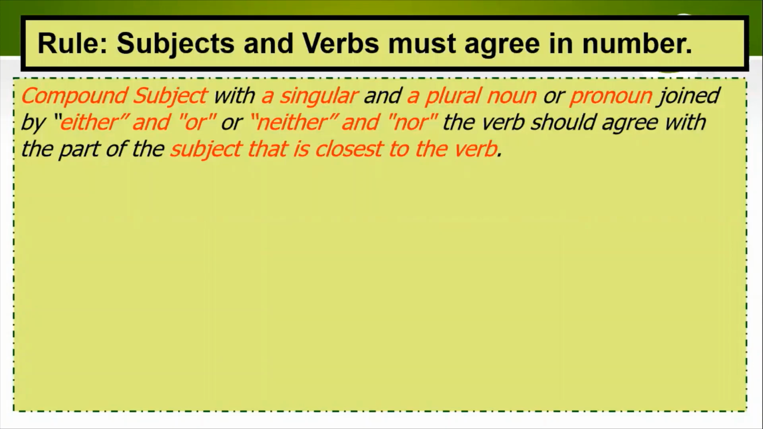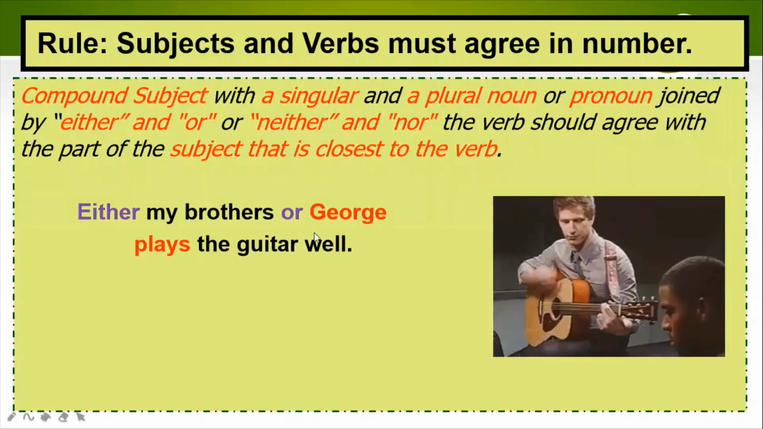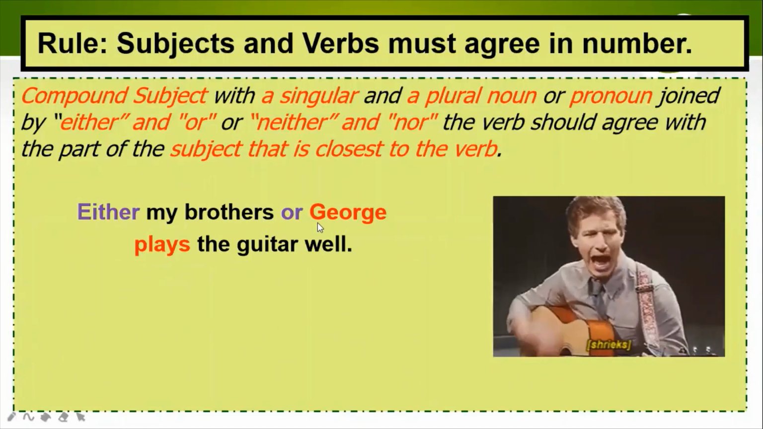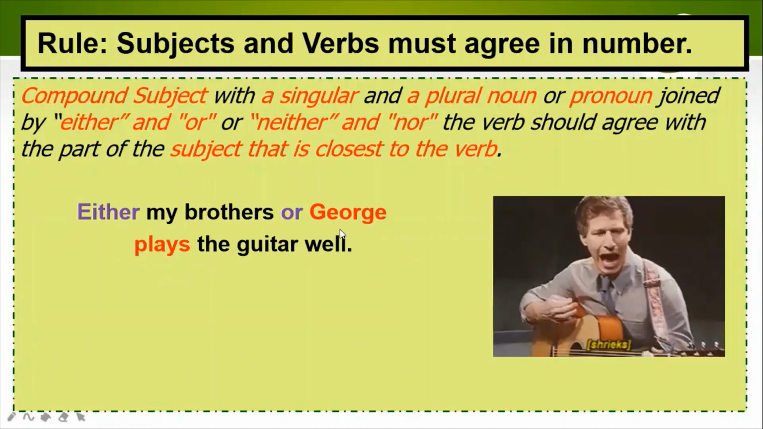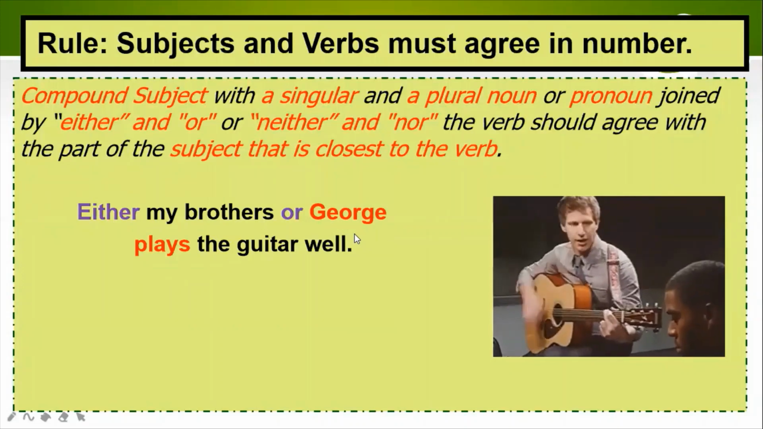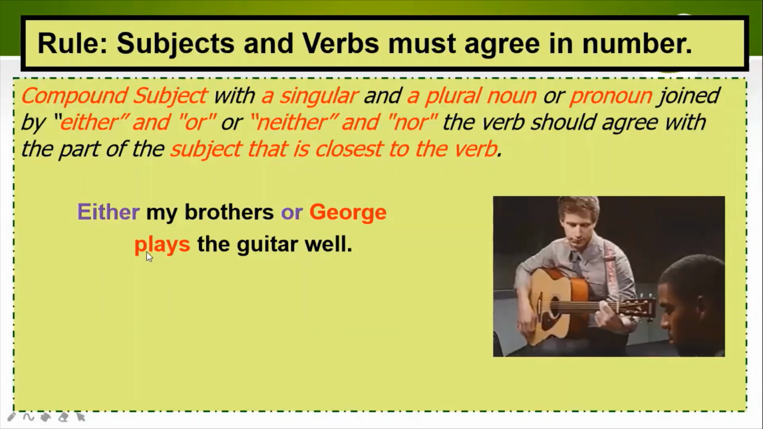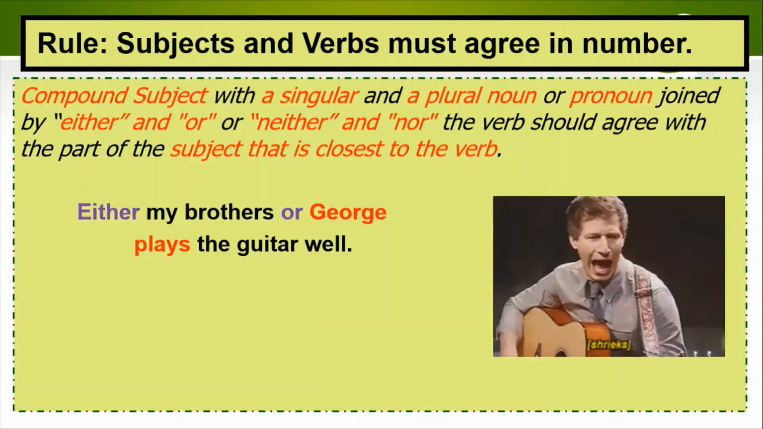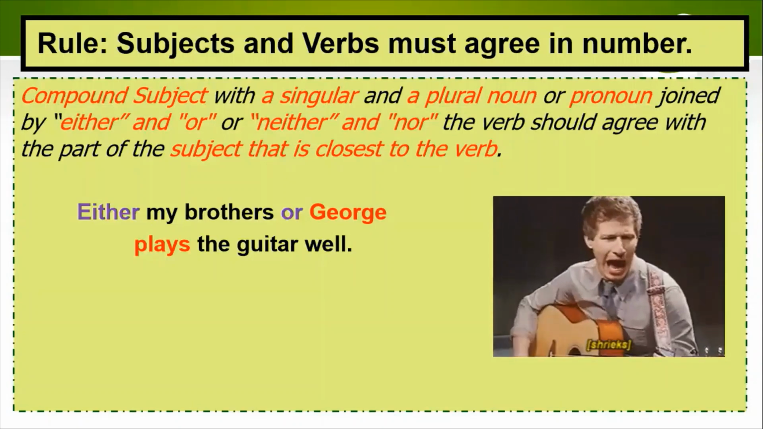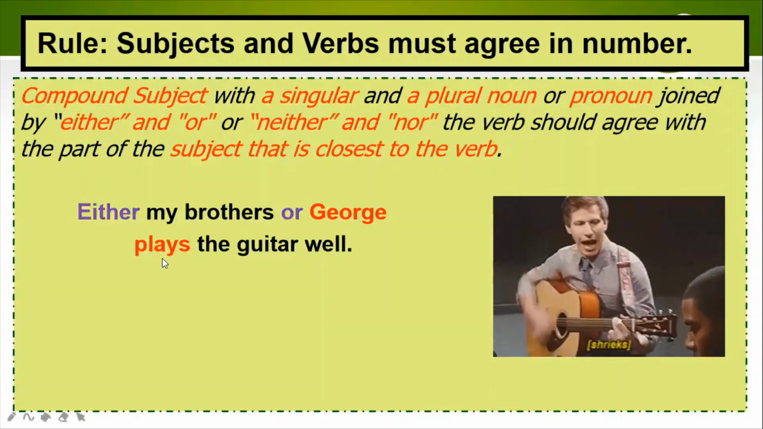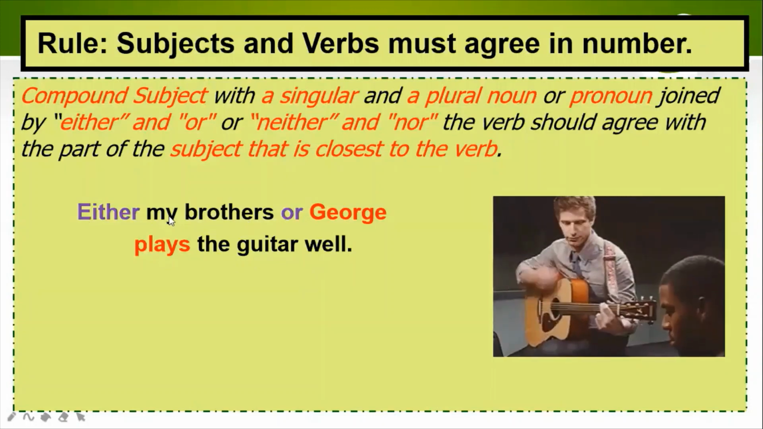Which means kapag ang subject na malapit sa verb ay singular, the verb must be singular. If plural naman ang subject na malapit sa verb, of course, plural din ang verb. For example, either my brothers or George plays the guitar. So George here, the other part of the subject is singular at ito yung pinakamalapit sa verb. That is why yung verb na play is also singular. So George plays the guitar well. Ignore mo na lang itong my brothers, okay?